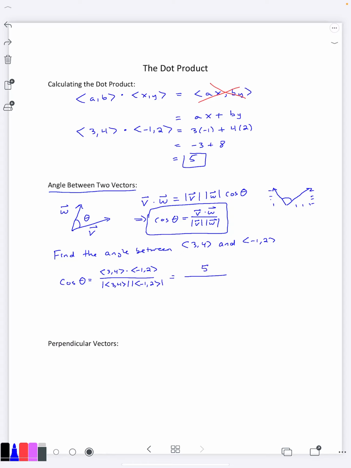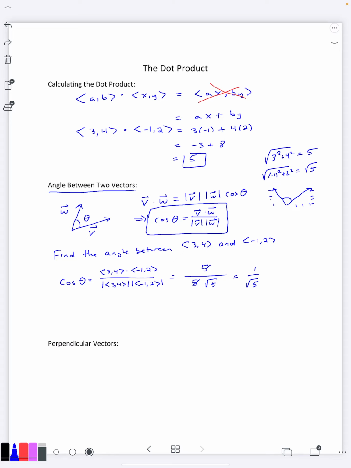And then on the bottom here, we have the magnitude of (3, 4). We did that in the previous video. I'll remind you, square root of 3 squared plus 4 squared. So that length is 5 for the first vector. And the length for the second vector is the square root of 5. So this shows us that cosine of theta has the value 1 over root 5.